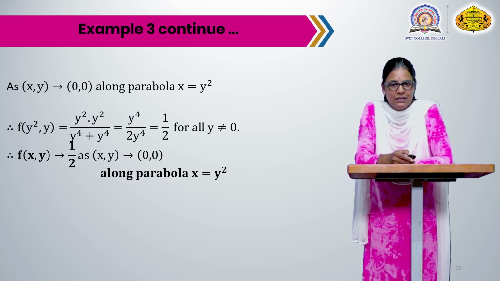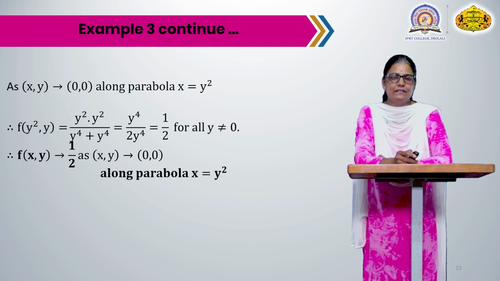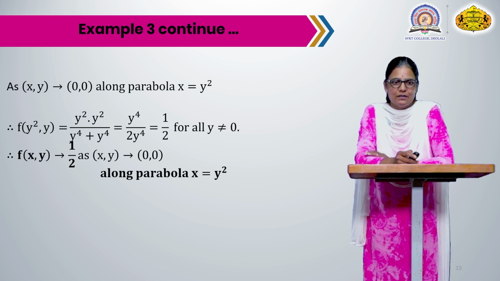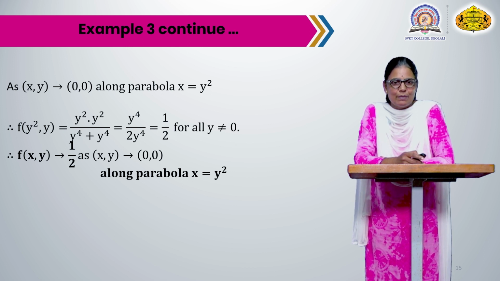So now here, to find the limit of the given function along the parabola x equals y square, we put x equals y square in the function. So it becomes f of (y square, y), which is the same as y square into y square upon y raised to 4 plus y raised to 4, which is the same as y raised to 4 upon 2 times y raised to 4.